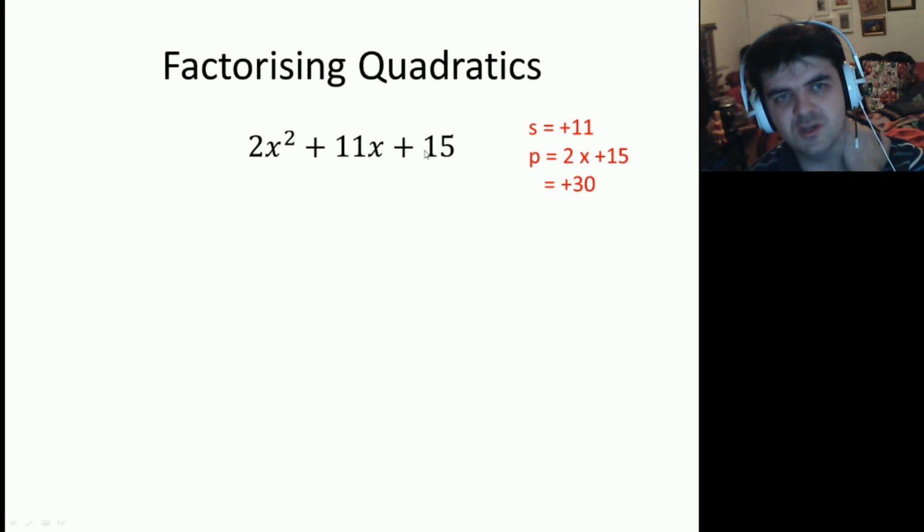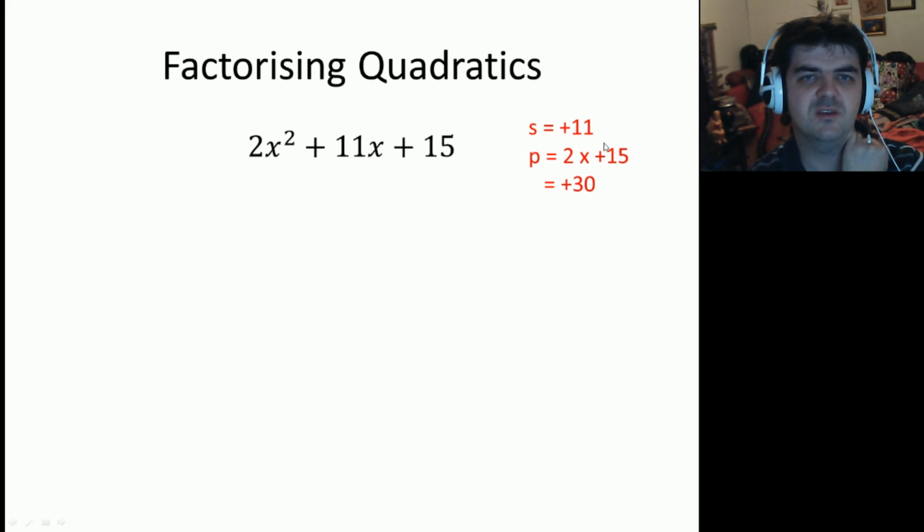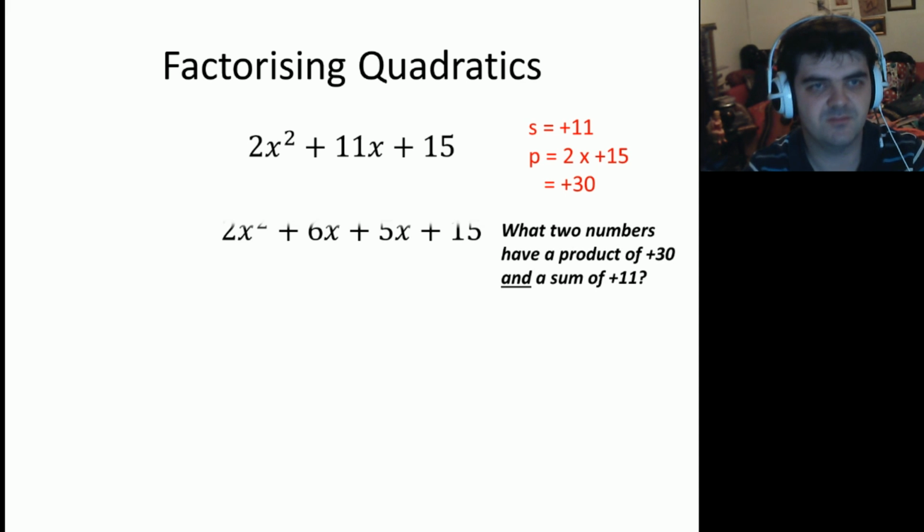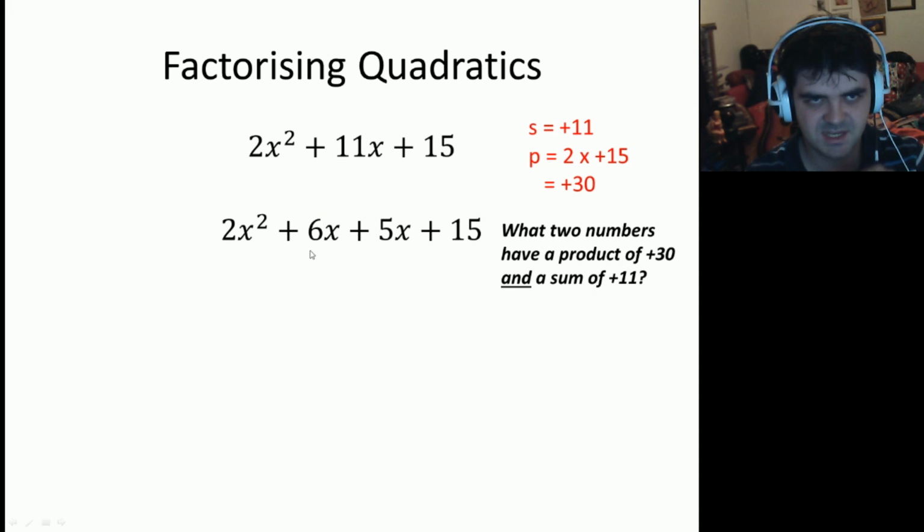We do the 2 times the 15 to give you 30. So two numbers that add together to give 11, and that multiply together to give 30. Well, in this case, still reasonably straightforward. Those numbers are 6 and 5. But we would write it as such: 2x squared plus 6x plus 5x plus 15.